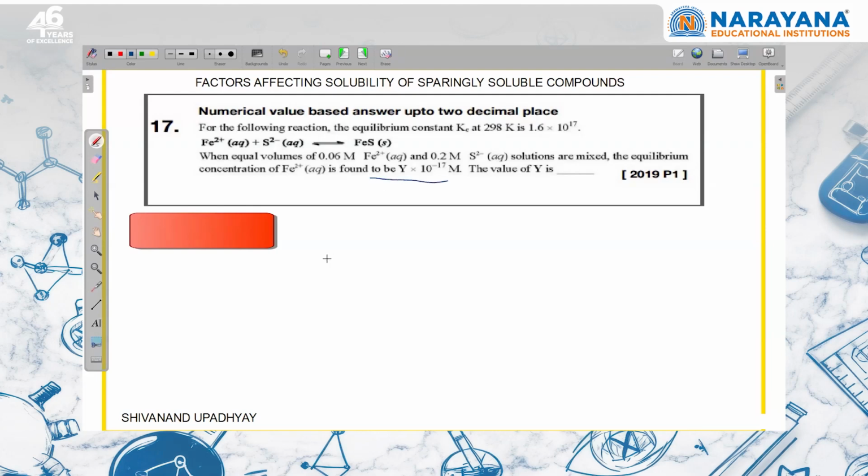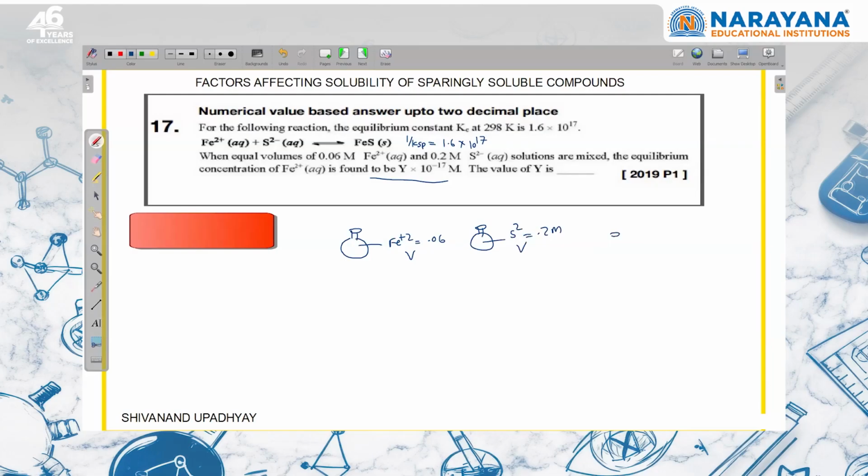First, let's see the solution we have. Equilibrium constant Kc for this is given, right? This is 1 upon Ksp, and this value is 1.6 into 10 to the power 17. When equal volumes of this and this are mixed, we have a solution in which iron plus 2 concentration is 0.06 and volume is V. We have another solution in which sulfide ion concentration is 0.2 capital M and volume is V.